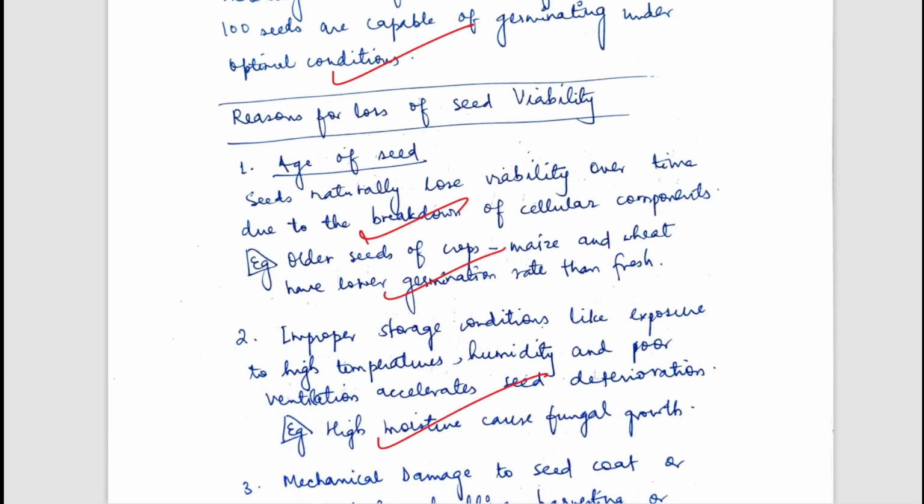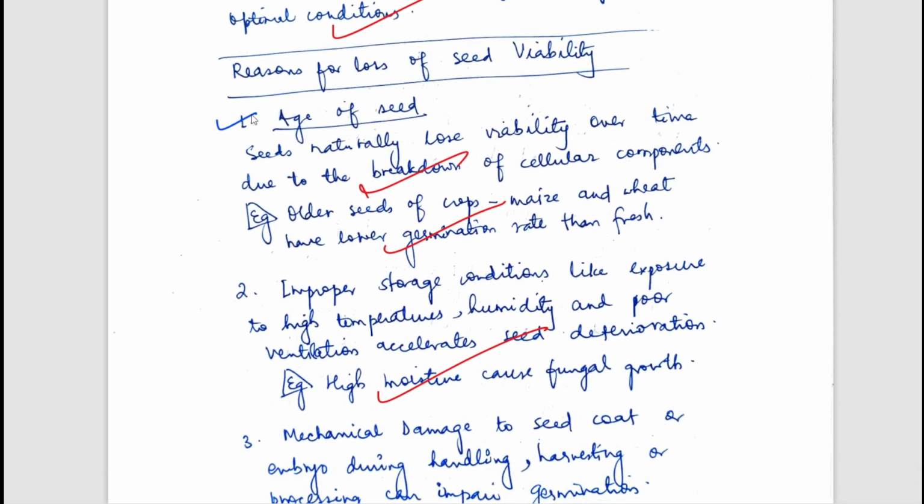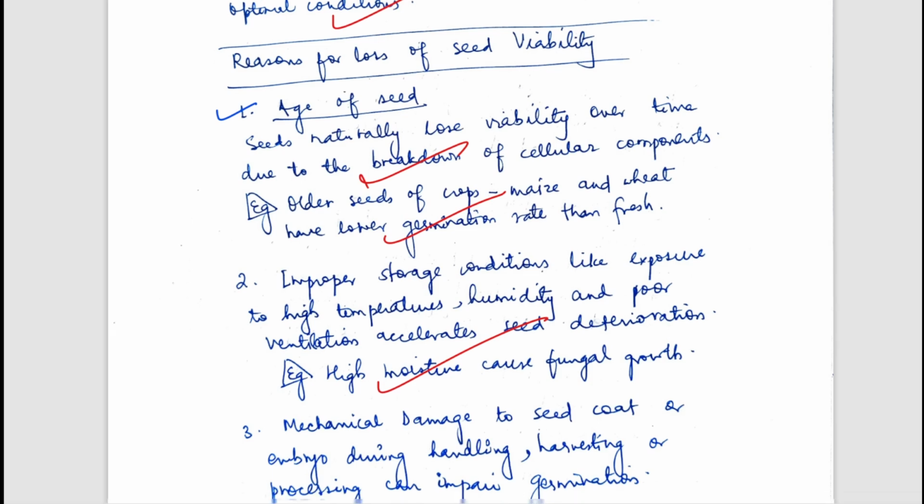Now we will see the reasons for loss of seed viability. First of all, age of seed. Every seed has a certain amount of age after which it starts losing viability, and depending on the kind of crop, the viability decreases with age. For example, for some crops such as maize and wheat, there is lower germination in old seed as compared to fresh seed. So these are some of the things which are dependent on age.